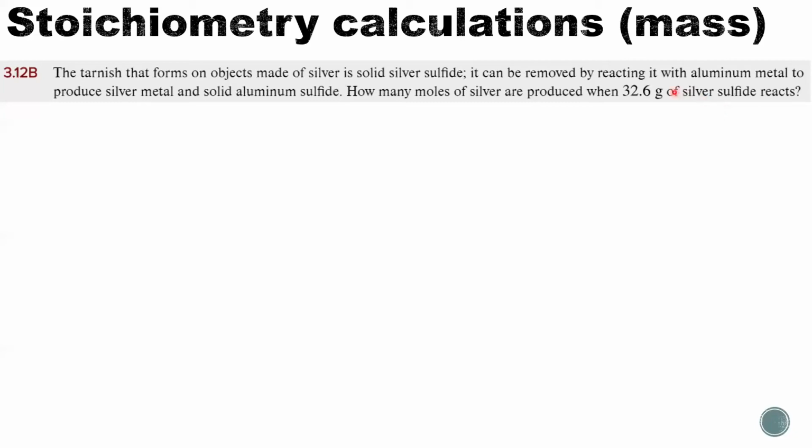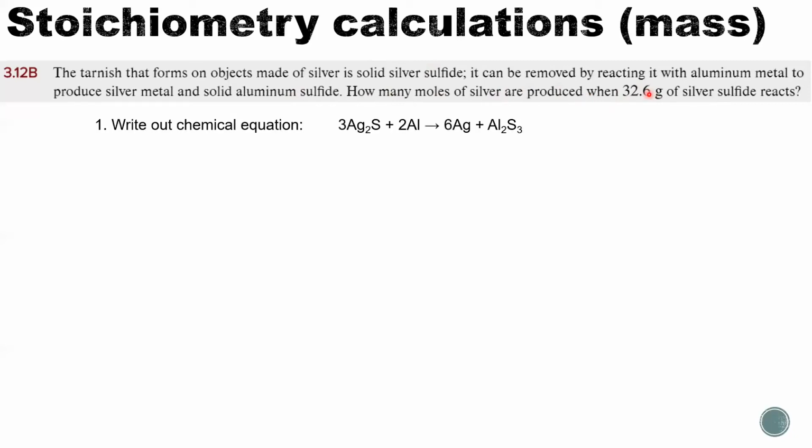Again, here it mentions a chemical reaction. By tracking the word reacting, the two reactants are silver sulfide and aluminum. The products, you see here is the word produce, are silver metal and aluminum sulfide. Based on this chemical equation, it asks you the relationship between two substances from the chemical equation. So it's a stoichiometry calculation.